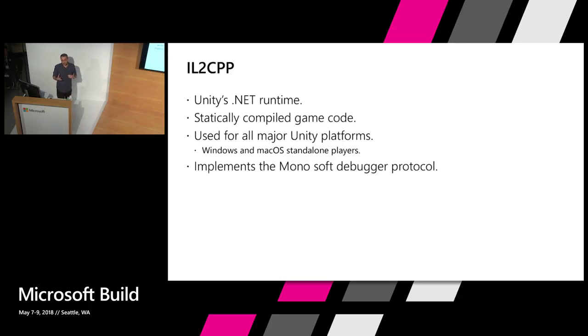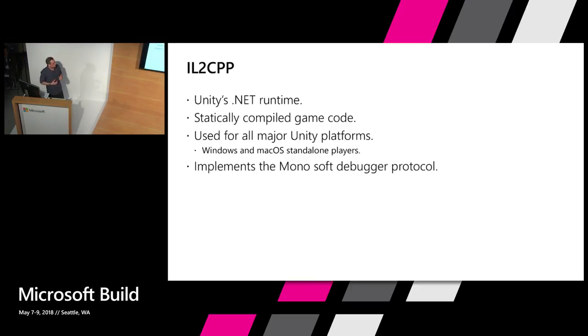IL2CPP is now supported by all major Unity platforms, and it just started support for Windows and macOS standalone. The really nice thing about it, and game developers love it, is that in the end, it's native code, and it makes it way harder for people to look into how the game is made and decompile it. It also provides a major performance improvement, at least compared to the old Mono version that Unity was running on.